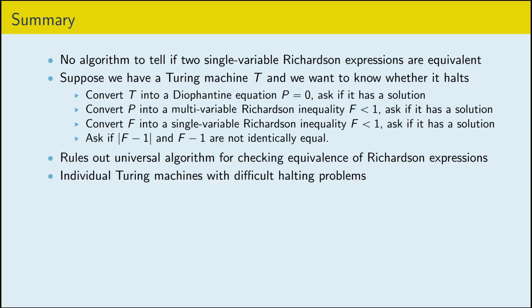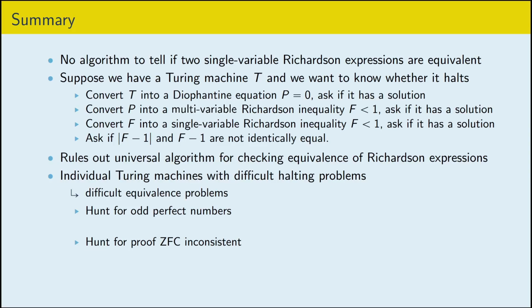But of course, the situation is more dire than that. There are individual Turing machines with particularly thorny halting problems. A Turing machine that hunts for an odd perfect number or a proof to some other open math problem. Or a Turing machine that hunts for a proof that ZFC is inconsistent, which never halts, but ZFC cannot prove never halts. And if we have one of these Turing machines, we can, through this straightforward process, it's kind of tedious to apply in practice, but it is a straightforward process, convert our Turing machine into an equally thorny question of equivalence of Richardson expressions.